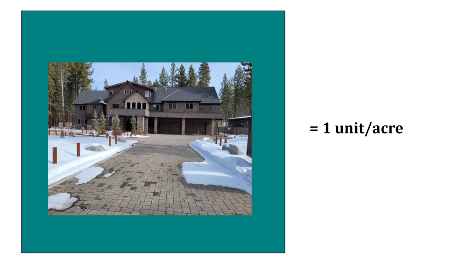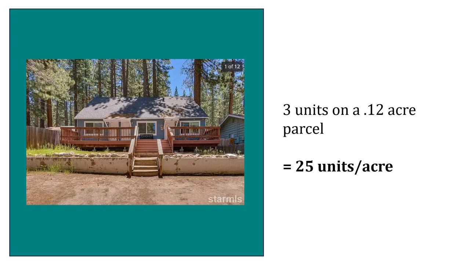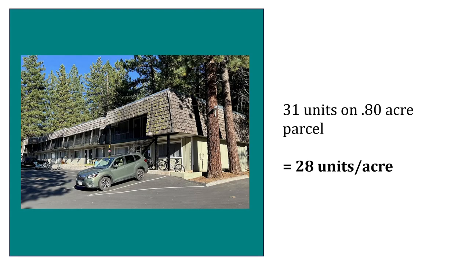This is a single-family home on about a 1 acre property, so the density would be measured as 1 unit per acre. This is 3 units, or a triplex, built on a smaller parcel. When calculated as units per 1 acre parcel, the density in this example is 25 units per acre. Another example in South Lake Tahoe shows 31 units on a 0.8 acre parcel. This calculation comes out to 28 units per acre.